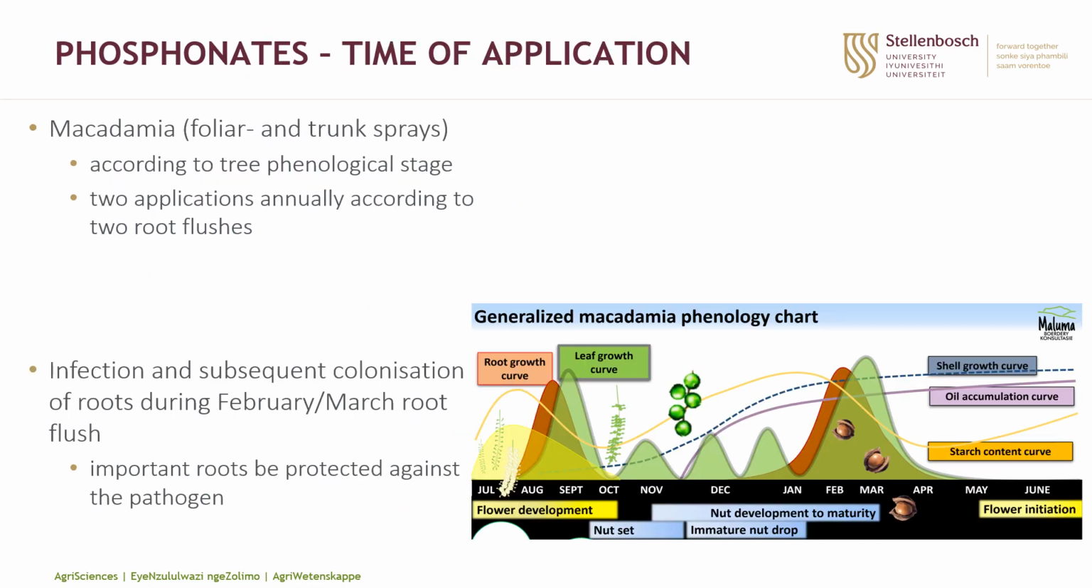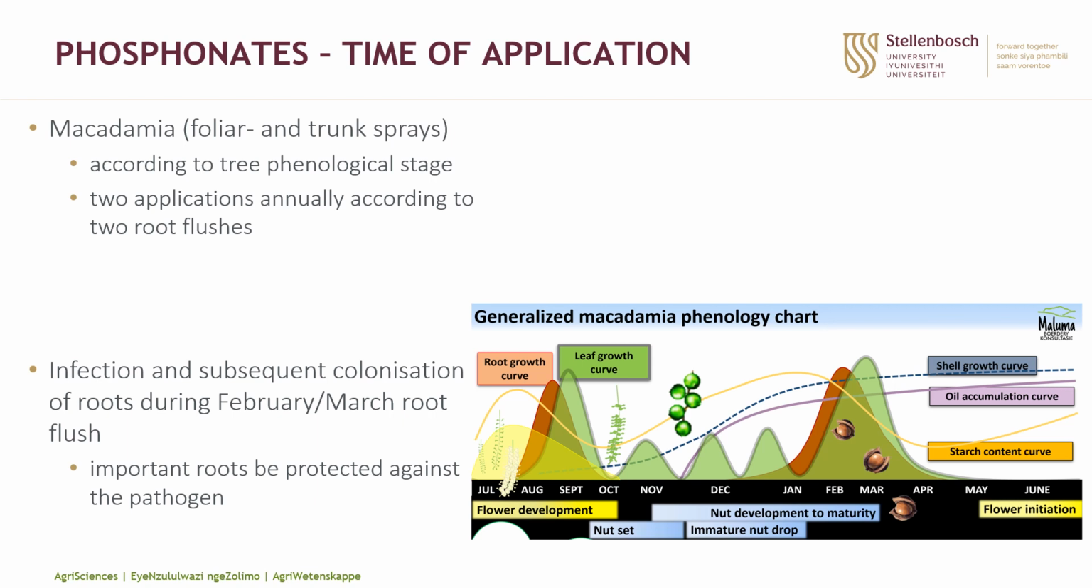It is important that the time of application of phosphonate is correct, and this should be according to the two root flushes, which are more or less in August, September, and the other one in February, March, depending on climatic region as well as cultivar. These application windows are recommended because of the source-sink translocation. Phosphonate should be applied when the roots are a sink, so during a root flush.